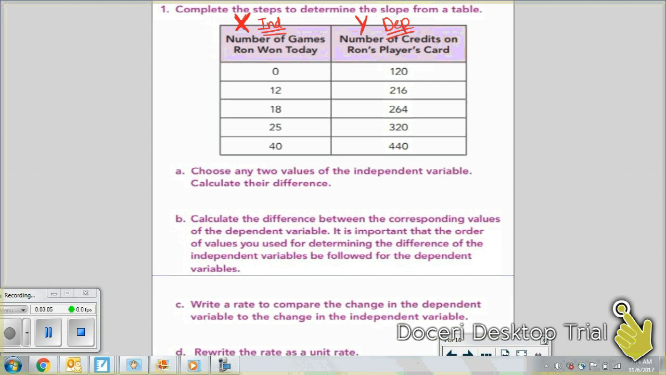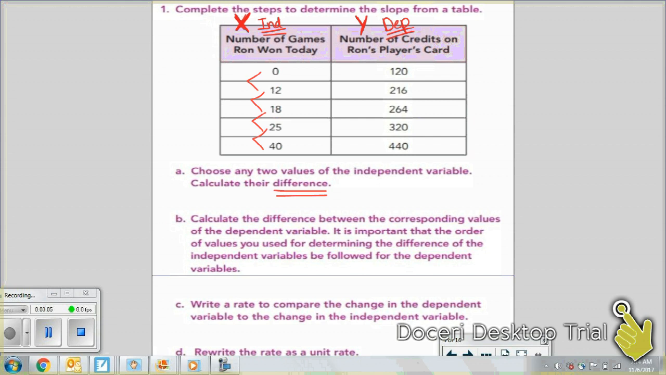Now with that said, let's look through these questions here. A says to choose any two values of the independent variable and calculate their difference. Now we're going to be overachievers here because that's how awesome we are, and we're going to find the difference from every independent value. As we're looking at the x values, we're going to find the differences in them. Remember, difference means subtraction. So all it's asking us to find is the difference between 0 and 12, between 12 and 18, 18 and 25, and 25 and 40. Again, difference is subtraction, so we're just working backwards.